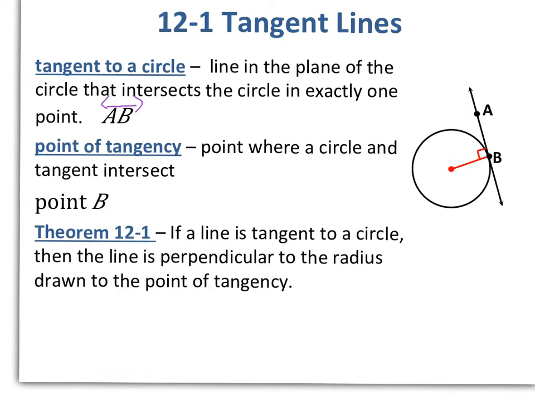Theorem 12.1 says if a line is tangent to a circle, then the line is perpendicular to the radius drawn to the point of tangency. So there's a key word there, perpendicular, which means we have a right angle formed between the radius and that tangent line.